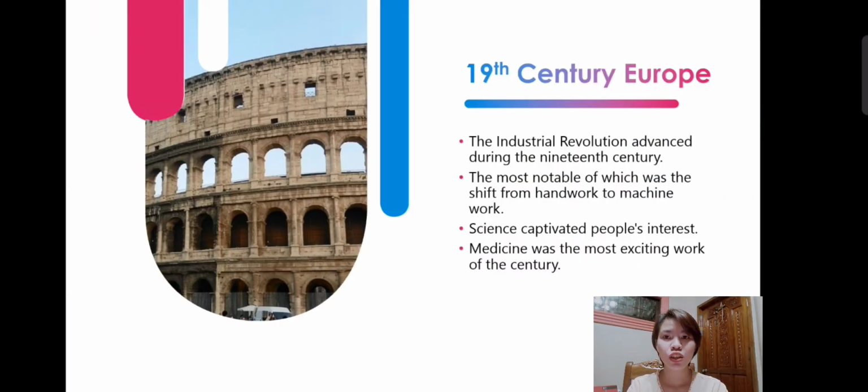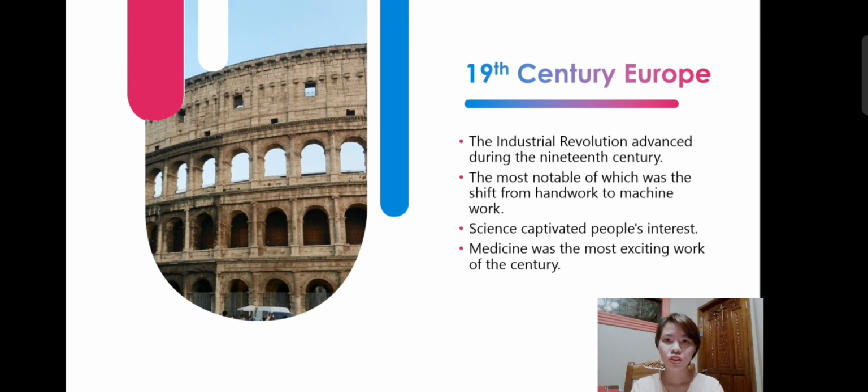19th century Europe. The Industrial Revolution advanced during the 19th century. This resulted in a number of changes in industry, the most notable of which was the shift from handwork to machine work. The Industrial Revolution promoted migration, increased population, fueled nationalism, fostered liberalism, advanced industrial capitalism, and resulted in the victory of the middle class. However, the new economic situation has resulted in labor problems.